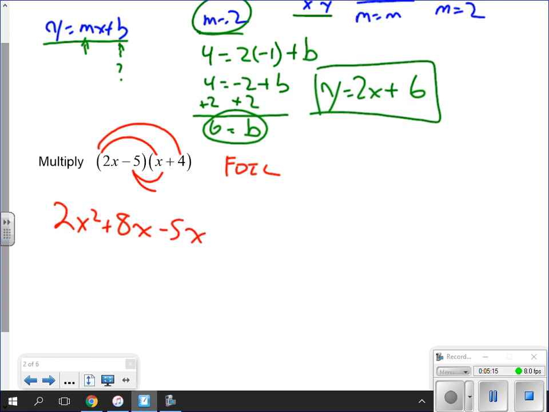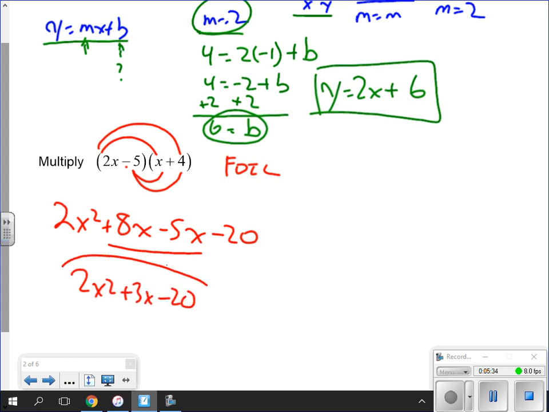I for the inner terms: negative 5 times x gives me negative 5x. And L for the last terms: negative 5 times 4 gives me negative 20. These are my like terms in the middle. I have 2x squared, 8x minus 5x gives me 3x, minus 20. And there's my answer.